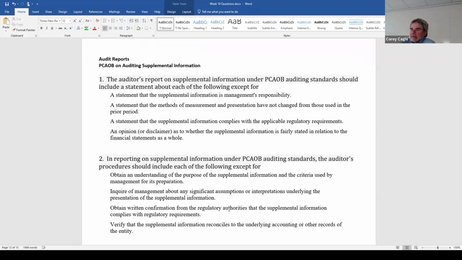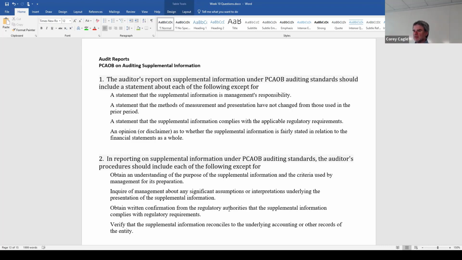One says the auditor's report on supplemental information under PCAOB standards should include a statement about each of the following except for what? A says a statement that supplemental information is management's responsibility. So we're looking for the thing that we would not include. In other words, the thing we shouldn't do.